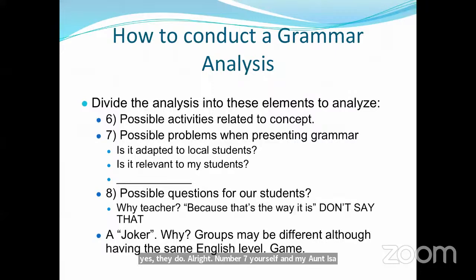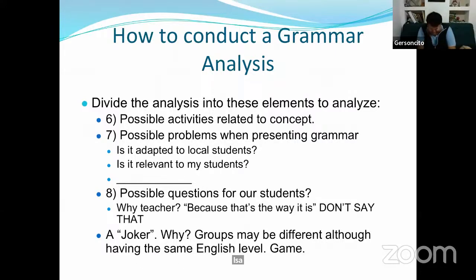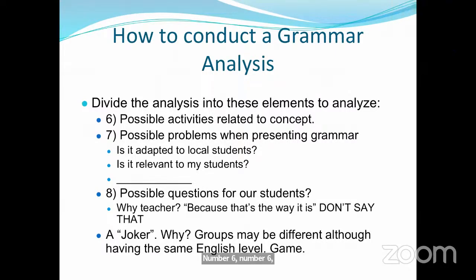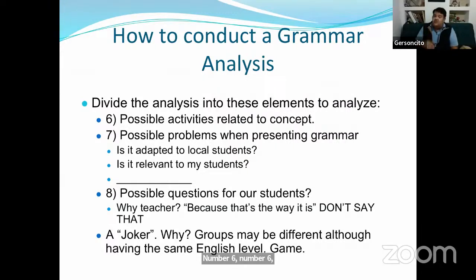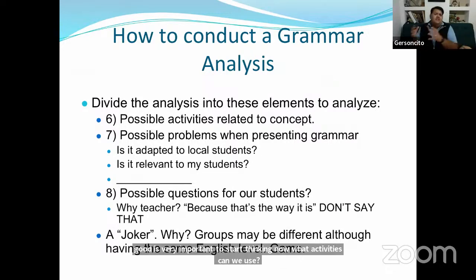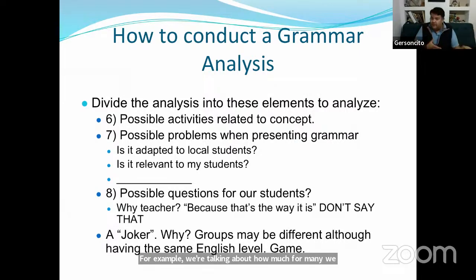Number 6. Possible activities related to concepts. Very good. It's very important to start thinking now about what activities we can use. For example, if we're talking about how much, how many, we check the supermarket, maybe go shopping for groceries, or having a party, planning a wedding, and so on. What activities can we use the grammar for?